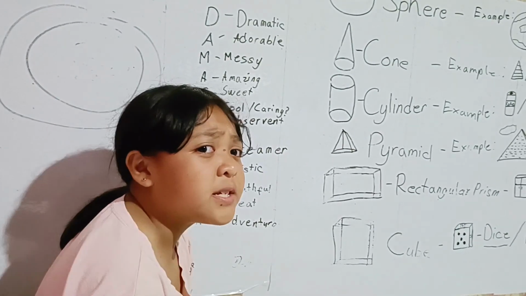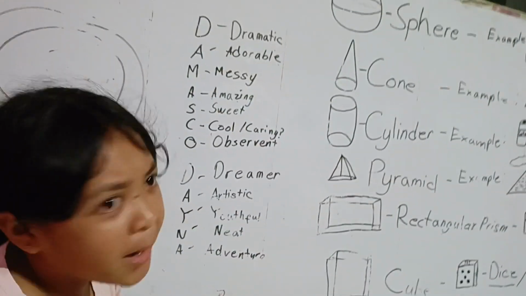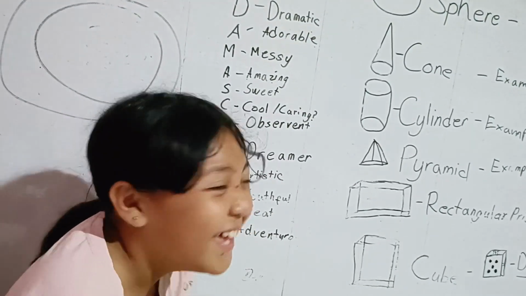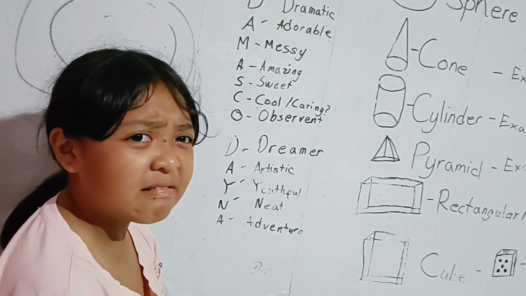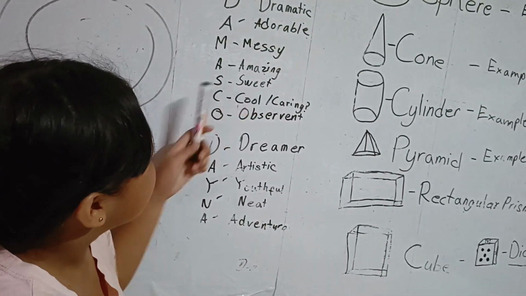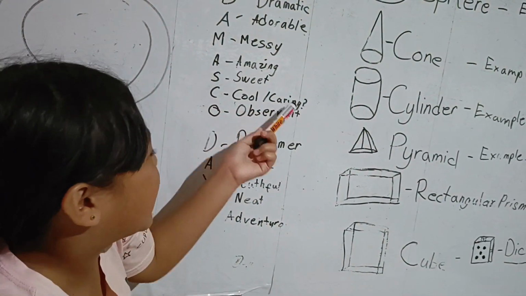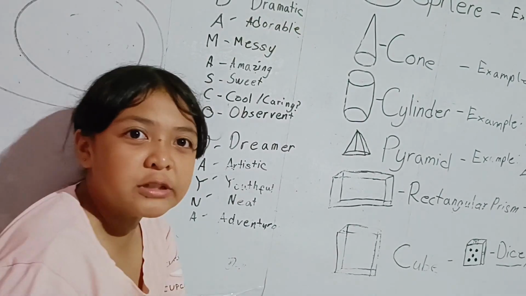Are you proud of it? No, especially the living room. Yeah, there's lots of messes there. My mom always gets angry at me. Here we have A for amazing. Am I amazing? I don't think so. S for sweet. C for cool or caring. Am I caring? I don't know. A for observant. Oh, of course I'm observant.